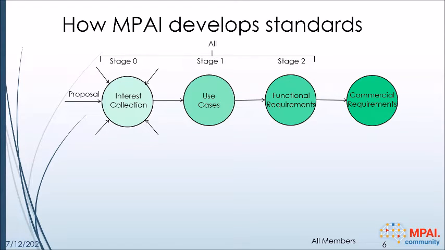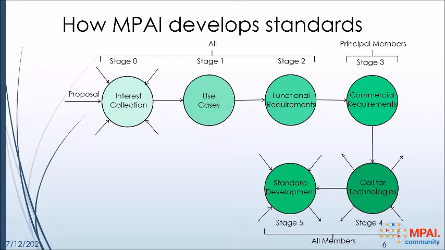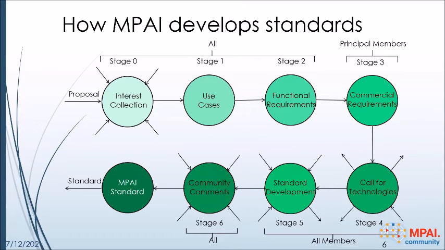Then, this Friday this week, the commercial requirements and the framework license will be developed. Then on the 19th of July, the call for technology will be issued. By the 10th of October this year, submissions are expected, and then we will start the development and go on to develop a standard. Before that, we will seek the opinion of the community by asking, what do you think of what we have developed?